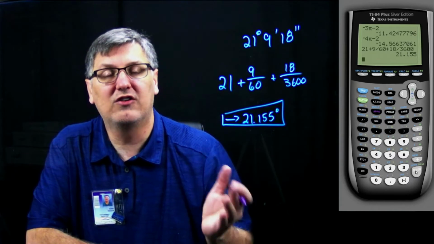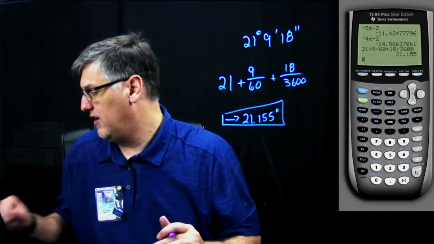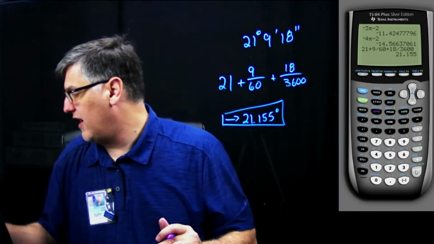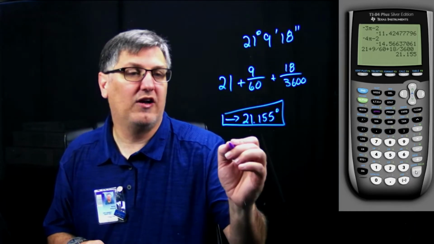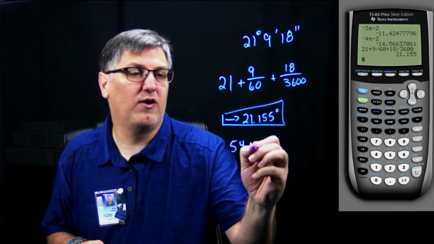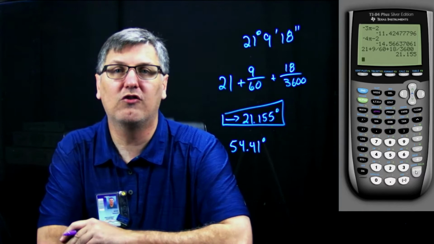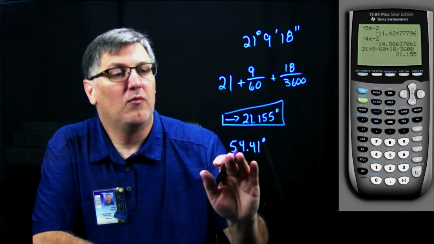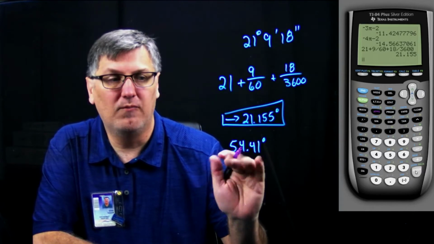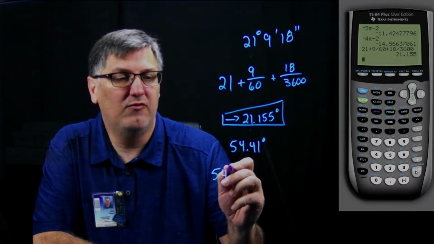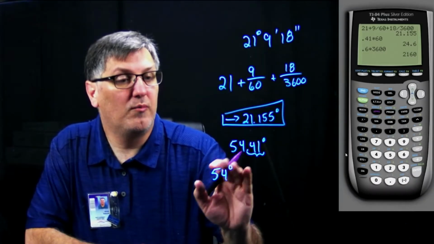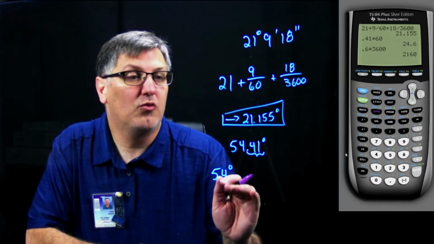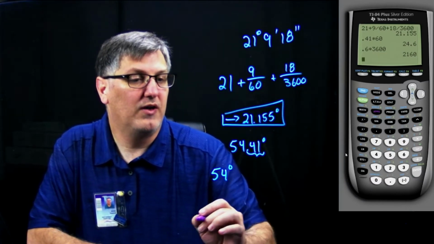Now, let's take a look and see how to go the other way. So, say I have something like 54.41 degrees, and I want you to express this in degrees, minutes, and seconds. Well, my whole number right here, 54, is going to be my degrees, 54 degrees. All right, so the whole number of the 54 is my degree. So what we're going to do now is take this decimal, and I'm just going to write it down here.